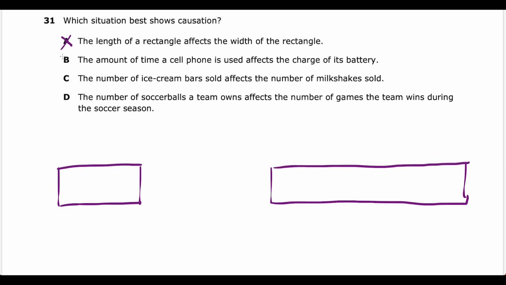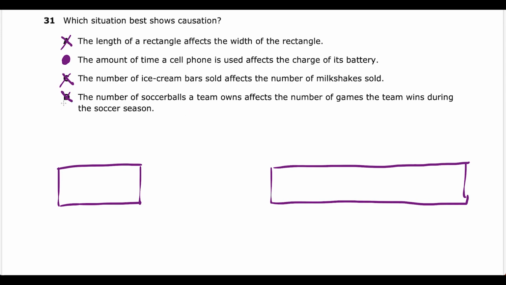So A is out. The amount of time you use your cell phone affects the charge of its battery. Yes, that is definitely our answer here. The more you use your phone, the battery runs out. So that one makes sense. Now we have the number of ice cream bars sold affects the number of milkshakes sold. No, that one's kind of a weak answer because it depends on the group you're getting, how many people actually prefer milkshakes over ice cream bars, but that's not going to affect the other. And then the number of soccer balls a team owns affects the number of games the team wins during the soccer season.